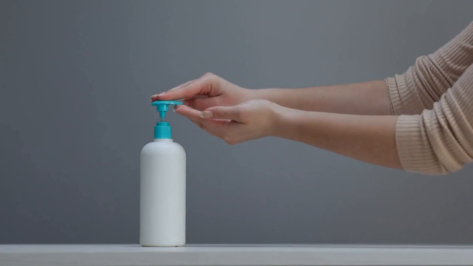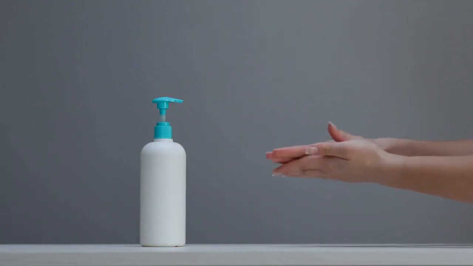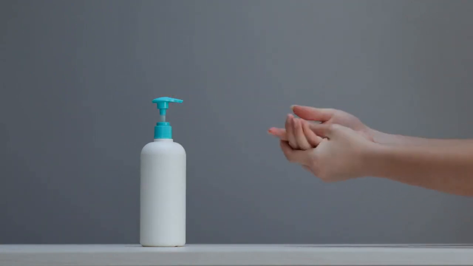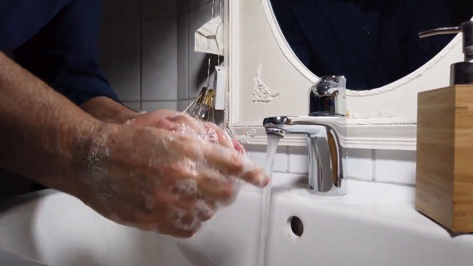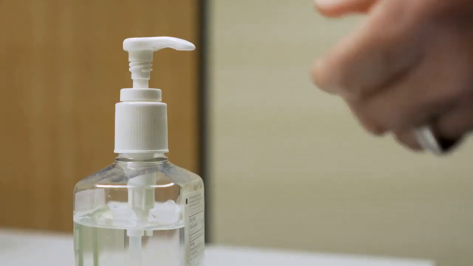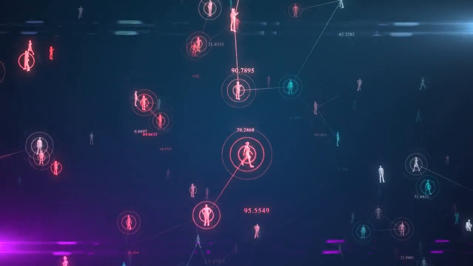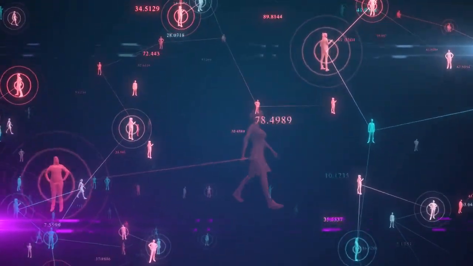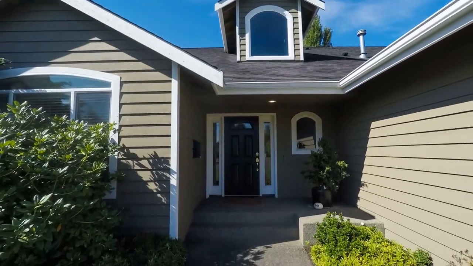Precautions. To prevent the spread of H3N2 virus, it is recommended to practice good hygiene habits, such as washing hands frequently with soap and water for at least 20 seconds, or using an alcohol-based hand sanitizer, covering the mouth and nose when coughing or sneezing with a tissue or elbow, avoiding close contact with sick people, staying home if feeling unwell.